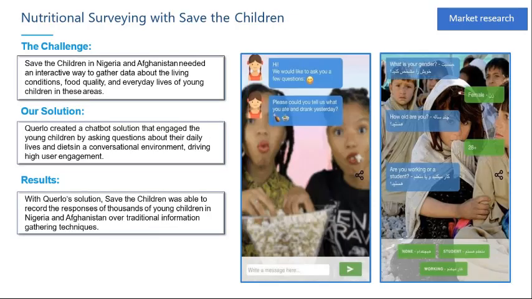This is another market research for a small company called Unilever in collaboration with Save the Children. One was about Nigeria, to learn more about the nutrition habits of teenagers in Nigeria, and in parallel, they also wanted to learn more about the condition of street children in Afghanistan.